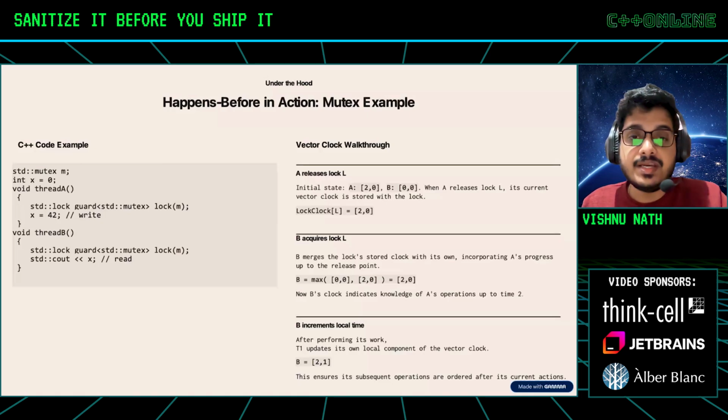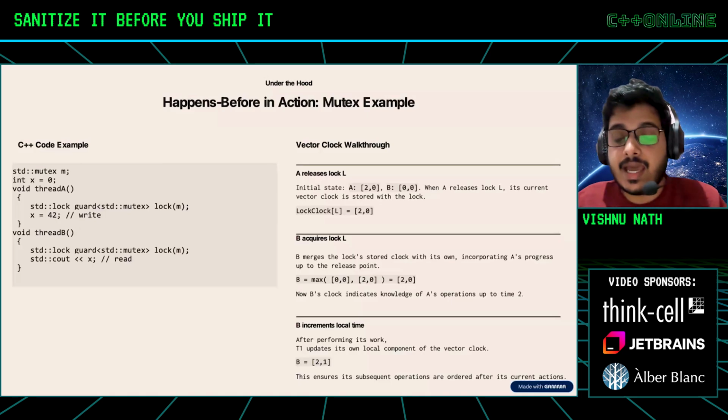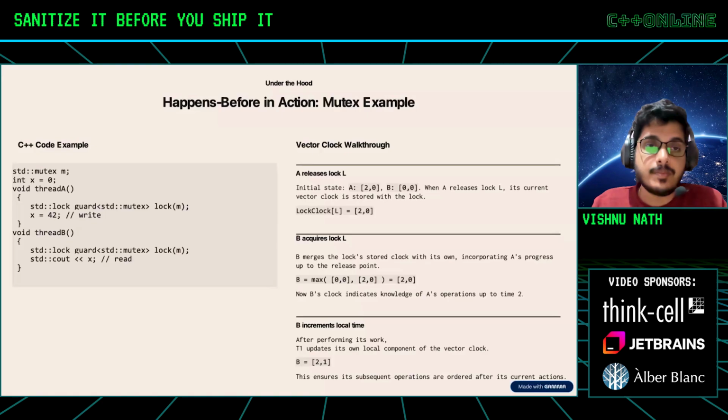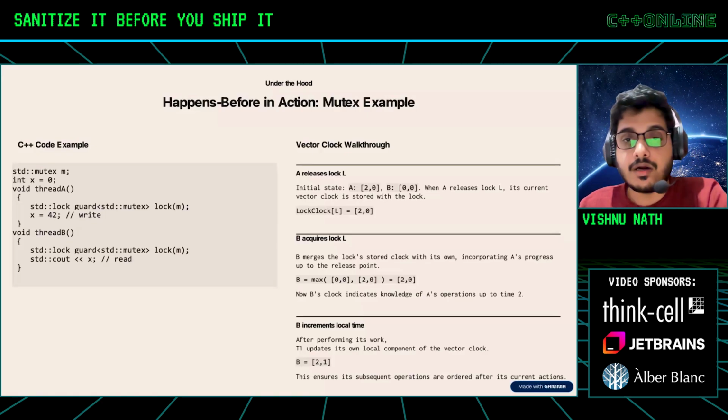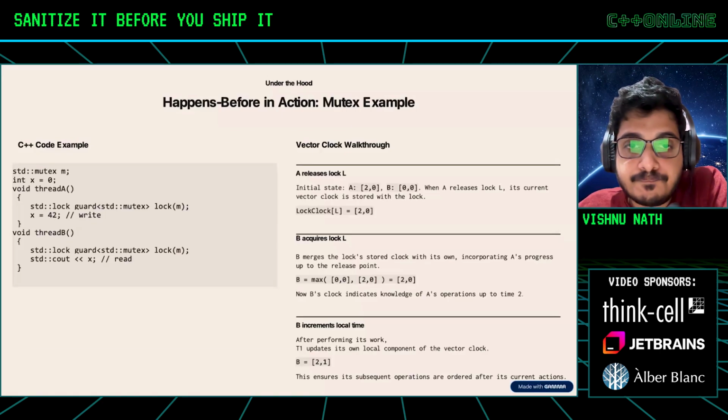But what happens if B didn't acquire the lock? B stays 0-0 and A is 2-0, and B increments its local time to 0-1, and then there is a problem, right? So there is a potential data race. That's how TSan detects data races.